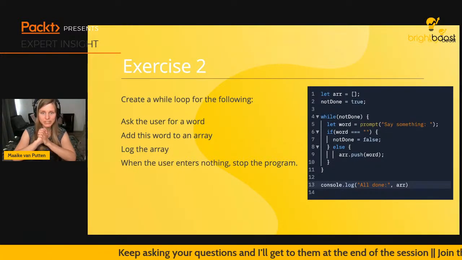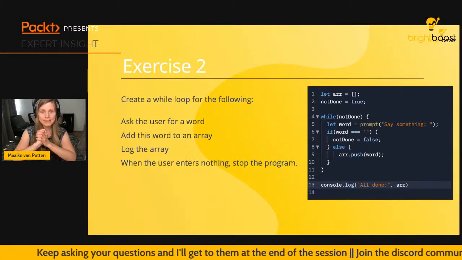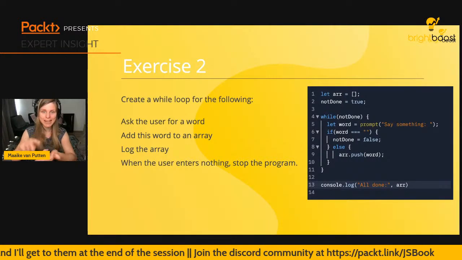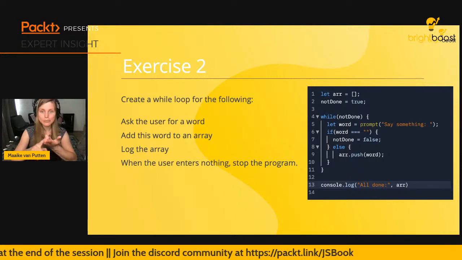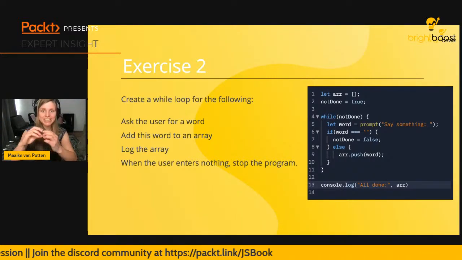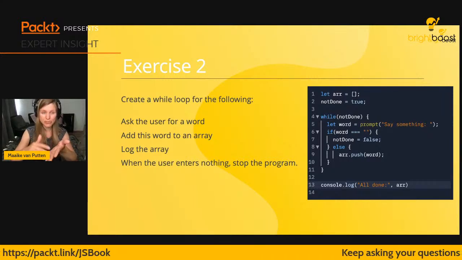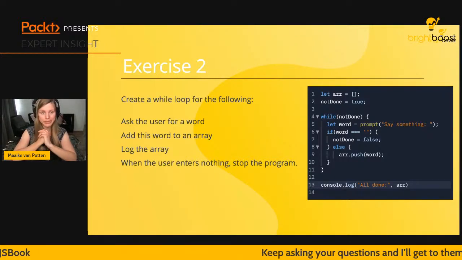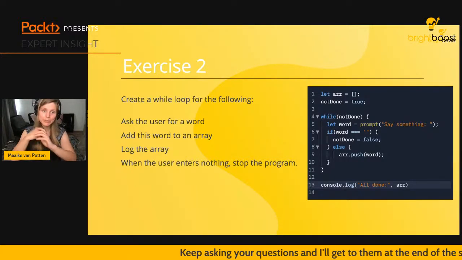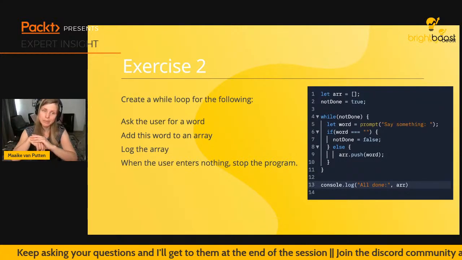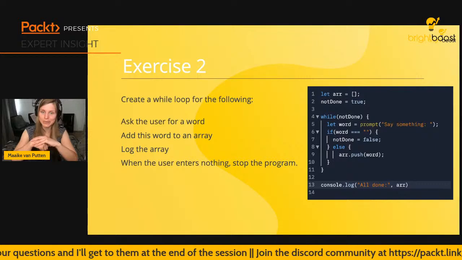So while notDone is true, it's going to ask for a word. If the word is not empty, it's going to add it to the array. If the word is empty, it's going to change notDone to false. And then the loop will end, because while false will end the loop, if you remember from last week. Alternatively, you could have also worked with while true and then used a break in the loop, but I don't like it that much. But it will work and it's a fine answer to this question.